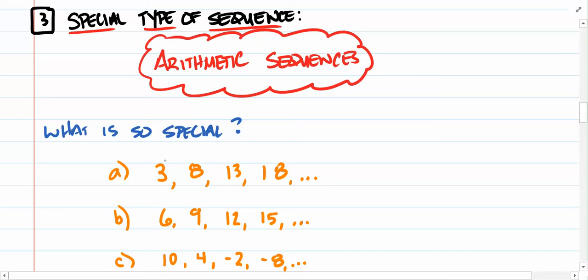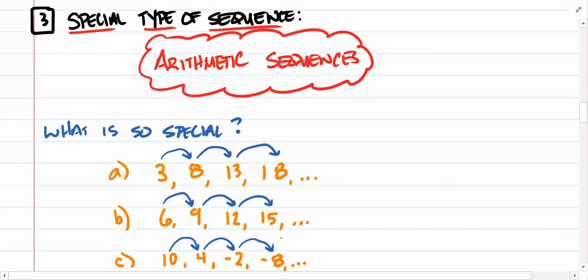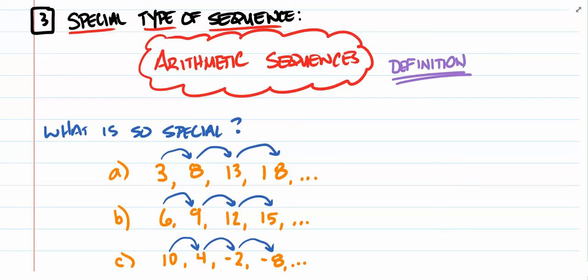For part A, how do we get from 3 to 8, from 8 to 13, from 13 to 18? And part B, a different arithmetic sequence. How do we go from 6 to 9? How do we go from 9 to 12, 12 to 15? And then part C, another arithmetic sequence. How do we go 10 to 4, 4 to -2, -2 to -8, and so on and so forth? So what do you see that's special about an arithmetic sequence? Hopefully you see it. If not, here it is.